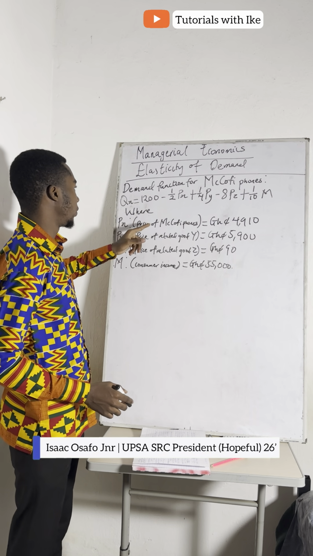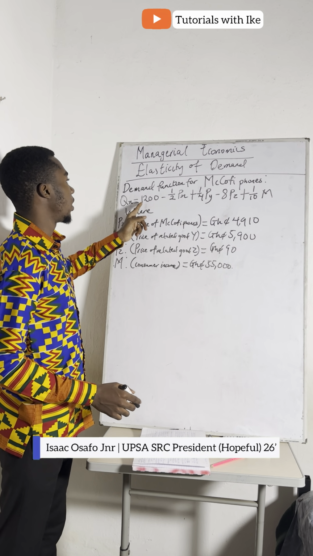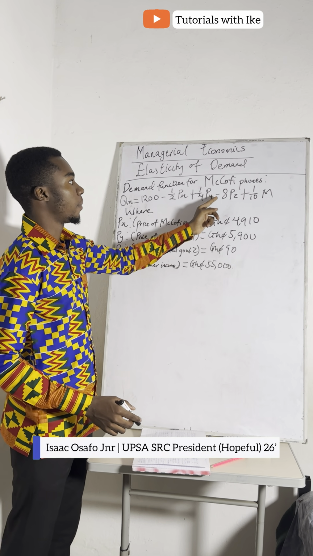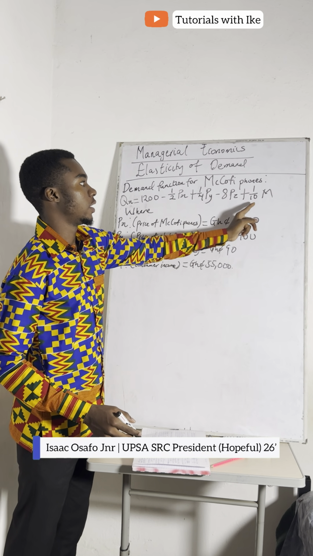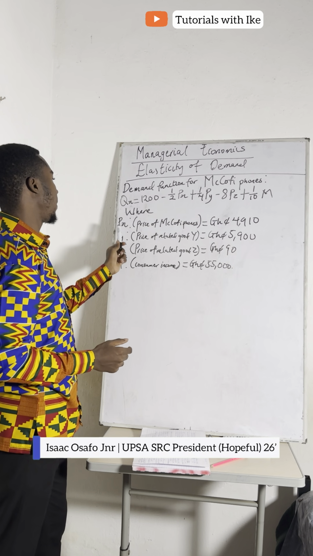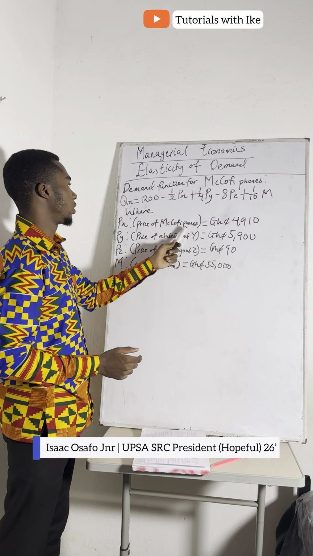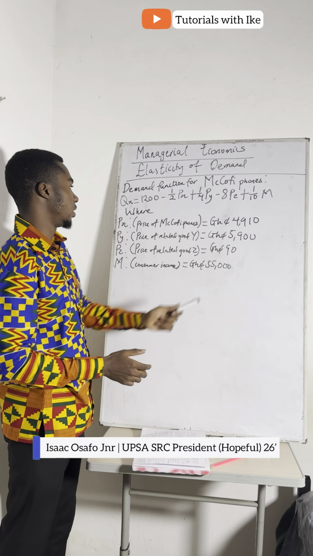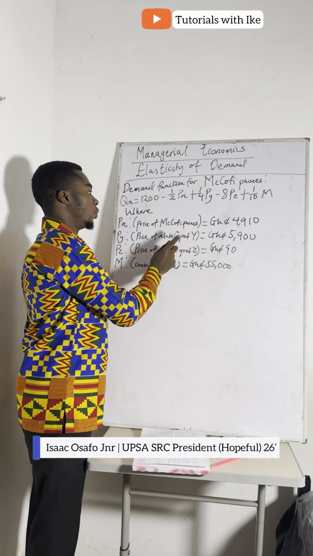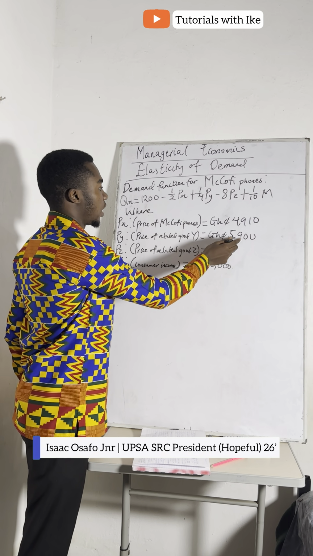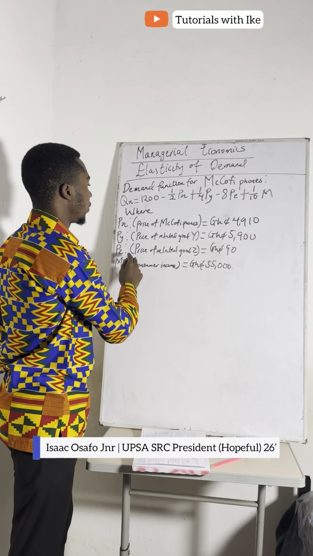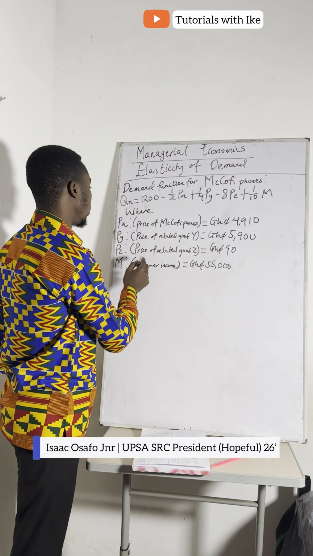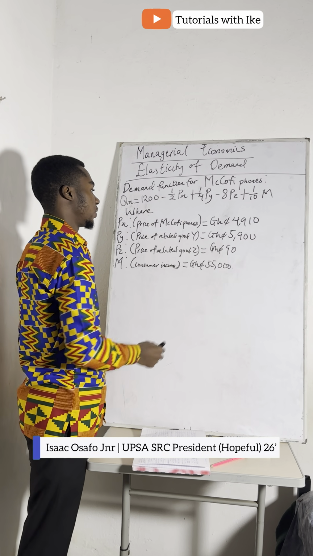So you have the demand function to be QX is equal to 1200 minus 1 over 2 PX plus 1 over 4 PY minus 8 PZ plus 1 over 10 M. And they went ahead to say where PX is the price of McAfee phones, and the price was given to you as 4,910 cedis. Then PY is the price of related good Y, given as 5,900 cedis. Then PZ is the price of related good Z, given as 90 cedis. Then M is the consumer income, given as 55,000.